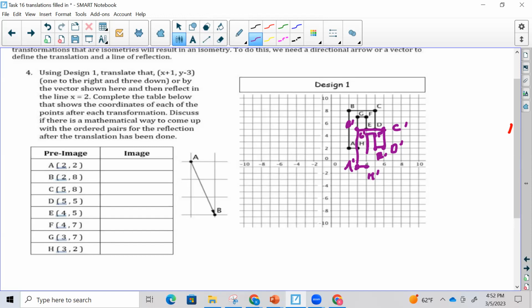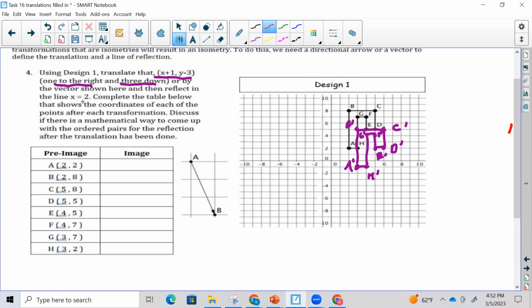And then I'm going to connect it to H. So this is my translation. This is my slide. I translated every point 1 to the right and 3 down. When I do that, I count from that point what they said: right 1, down 3, and then make a new point. After that, if I'm doing a glide reflection, I do the reflection part.